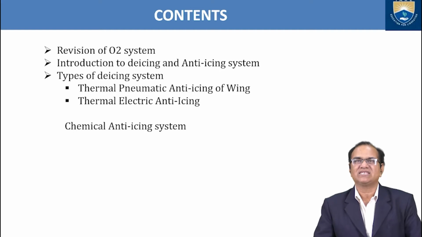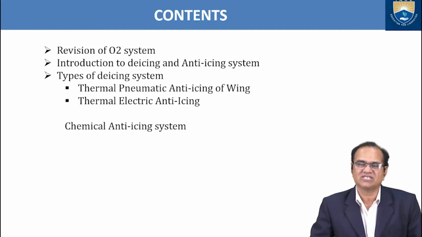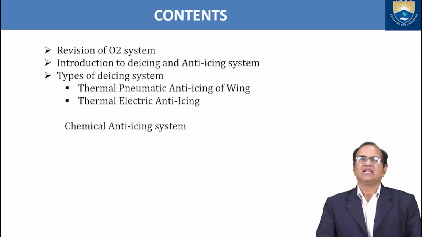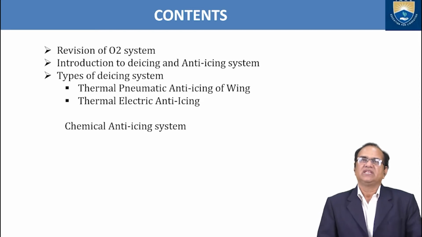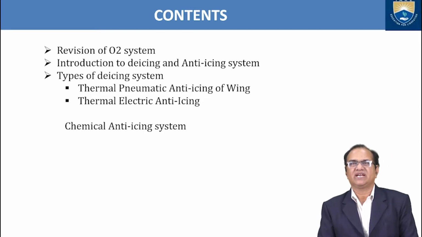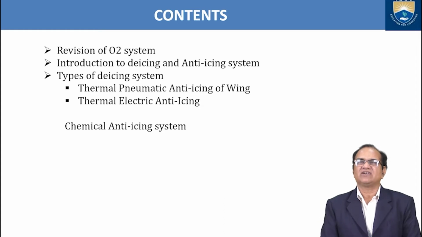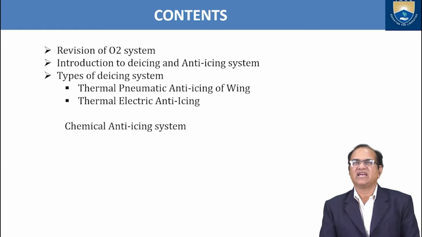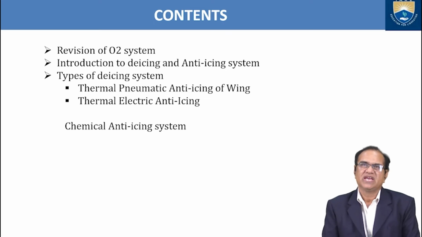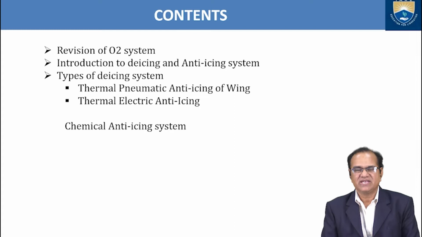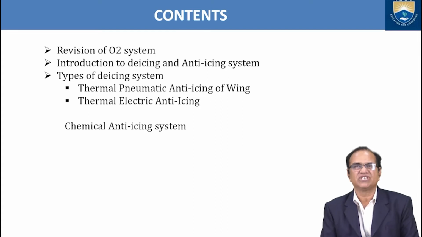So in today's topic of the day, I will go with the revision of the oxygen system, which I explained in my previous class, including the types of oxygen systems and how they work. Then I will go to the introduction to de-icing and anti-icing system, then types of de-icing system. In that we have thermal pneumatic anti-icing of wing, thermal electric anti-icing, and then chemical anti-icing system. I gave a brief overview of this anti-icing and de-icing system in my previous class also, and here I will go into full detail and how these things are working.